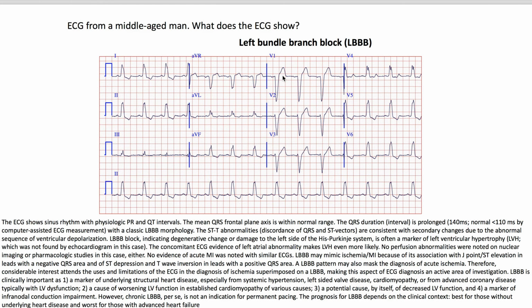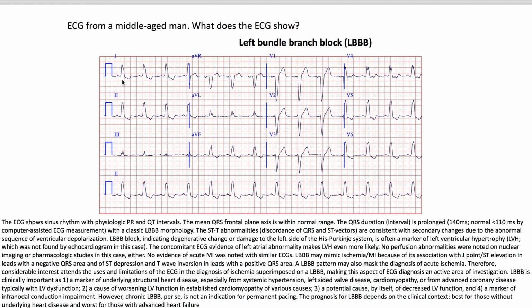Left bundle branch block may mimic ischemia or myocardial infarction because of its association with J-point ST elevation in the leads with a negative QRS area, and of ST depression and T-wave inversion in leads with a positive QRS area.